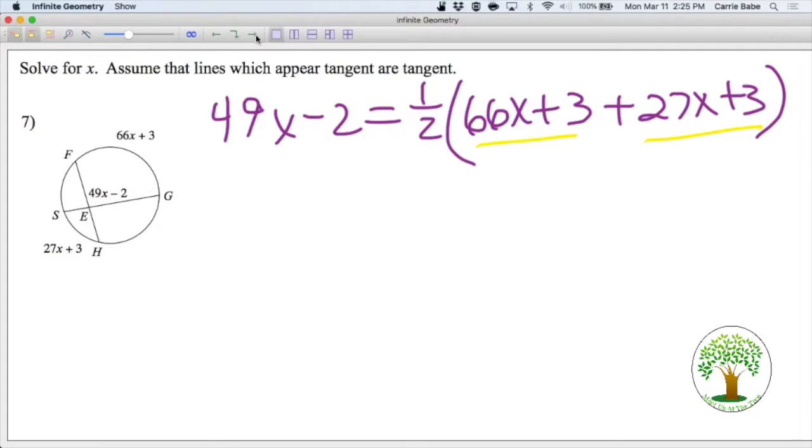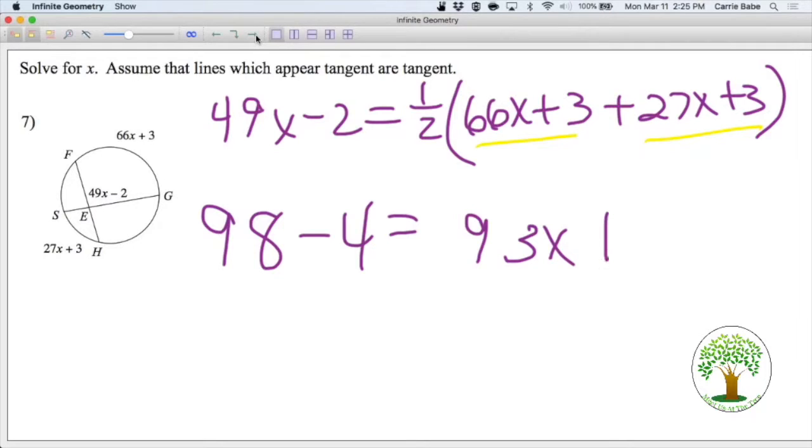All right, so again I want to take that 1/2 and move it to the other side and double it. I think it'll be nicer than having that fraction. So I think 49 doubled is 98x minus 4. And 66 and 27 is 93. Can we simplify first before we do the 1/2? Yes, definitely. When I simplified, I got what's up there. And don't forget this x right there.